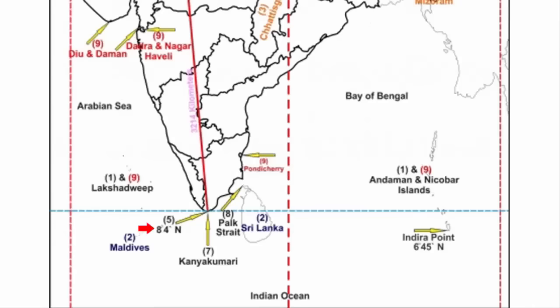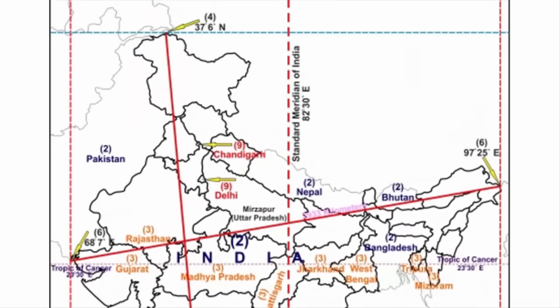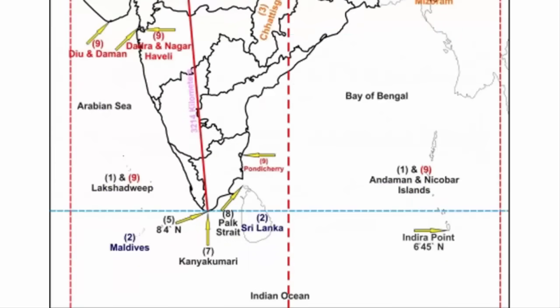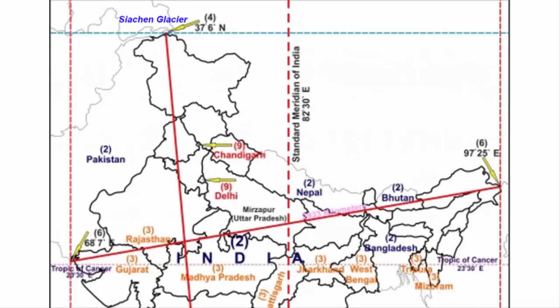The mainland stretches from 8 degrees 4 minute north to 37 degrees 6 minute north. The southernmost point in the Indian territory is the Indira Point, which is located in the Great Nicobar Islands, while Kanyakumari is the southernmost point of Indian mainland and Siachen Glacier is the northernmost point.